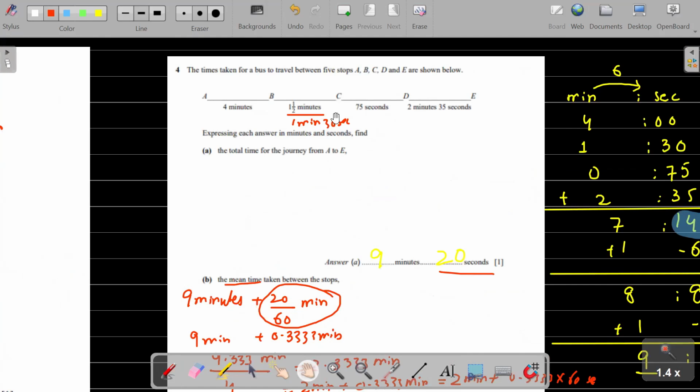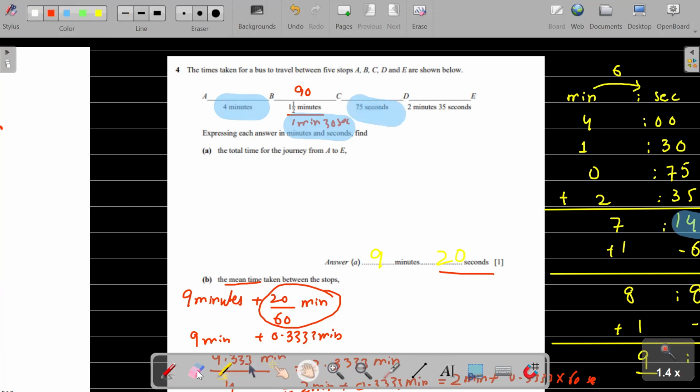So to do that, we need to convert them either into minutes or into seconds. You have two choices. You can see 4 minutes, 1.5 minutes, 75 seconds, 2 minutes 35 seconds. 4 minutes seems a bigger value, and 1.5 minutes, if I convert this, is 90 seconds. One minute is 60 plus 30, so it is 90 seconds. So 75 is the only quantity which is smaller.